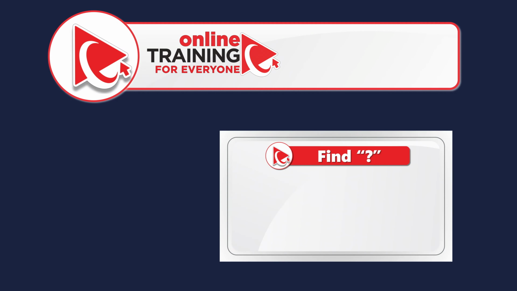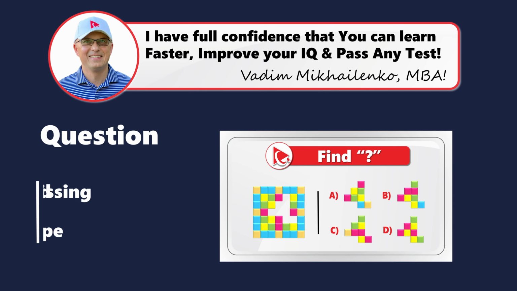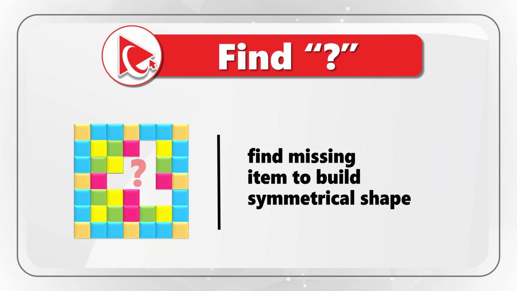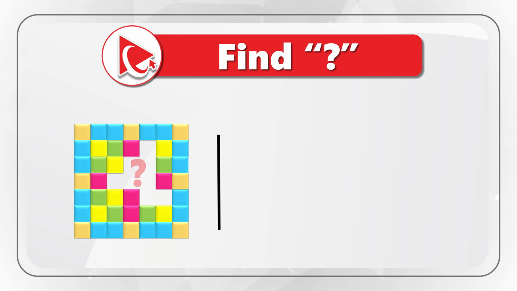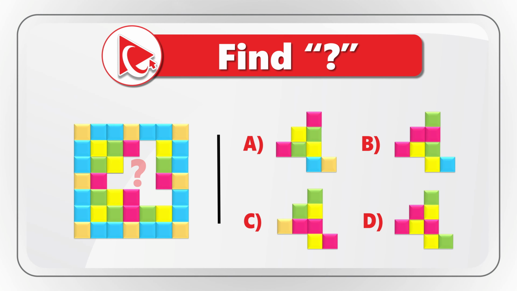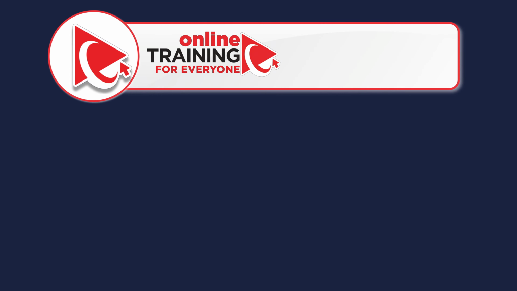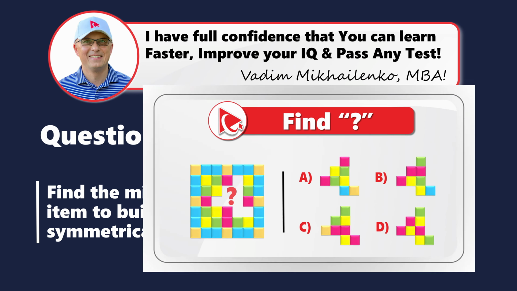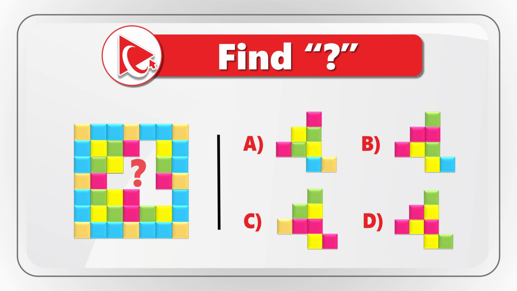Here's a very interesting question to test your spatial reasoning skills. You need to find the missing item, question mark, to build a symmetrical shape. You're presented with a square that has a gap inside and 4 possible choices. Choices A, B, C, and D. Take a close look to see if you can select the right answer. Ready or not, I am moving forward to share with you my version of the answer. And if you have a better way to solve it, please make sure to post in the comments.